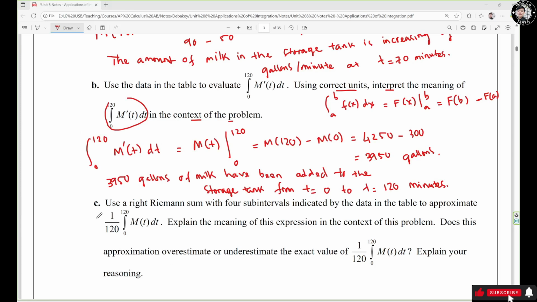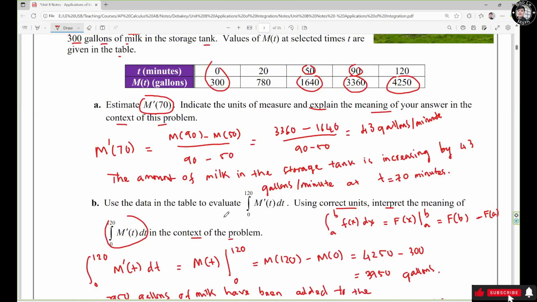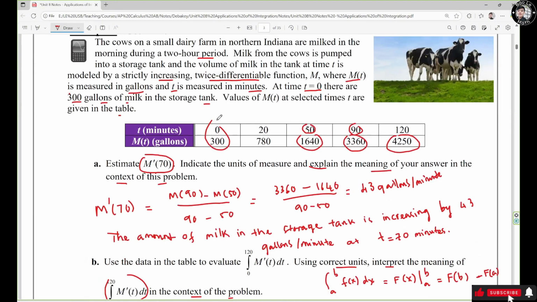Now let's move on to question C. Use a right Riemann sum with 4 subintervals indicated by the data in the table to approximate this. Now we're going to look at the table right here. 4 subintervals. So from here to here, 1. From here to here, 2. From here to here, 3. And from here to here, 4.